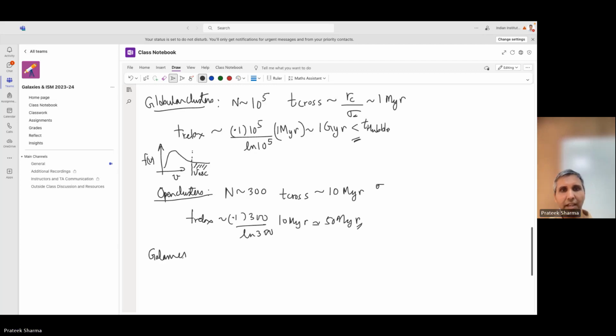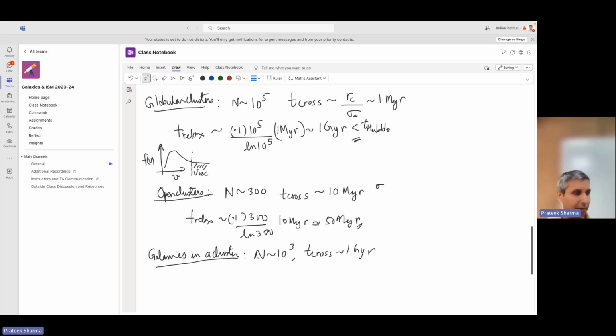Say galaxies in a cluster, right? You can actually think of a galaxy cluster, which we'll encounter later, as a self-gravitating collection of galaxies. There are about 1,000 galaxies in a cluster, so 10 to the 3. Okay, and the crossing time is about a giga-year, 1/10 of a Hubble time, for a galaxy within a galaxy cluster.